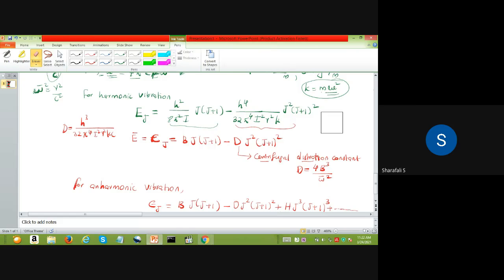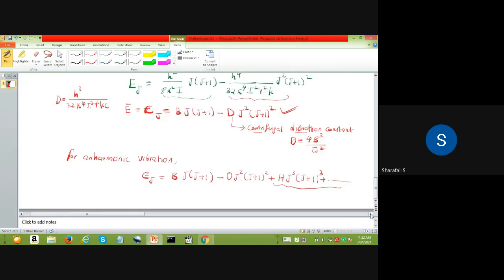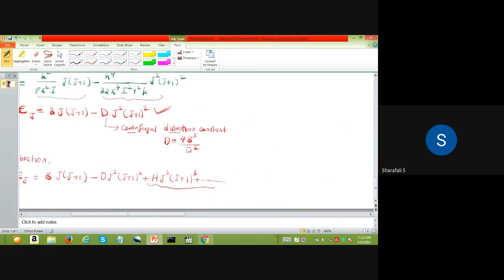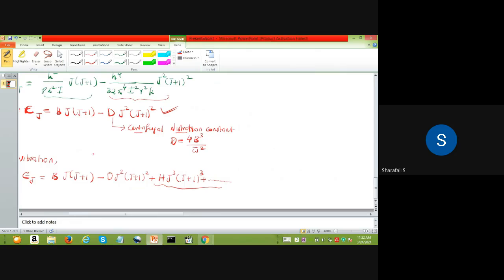Anyway, so this is the centrifugal distortion constant, and it is also important when you are considering the vibrational effect, or when you are considering the non-rigid rotator. This is called the non-rigid rotator case, the energy corresponding to that non-rigid rotator case. So now what will happen to the energy levels for this non-rigid rotator case? As we discussed, for example, we are considering the harmonic oscillator, so we have to consider the harmonic vibration.